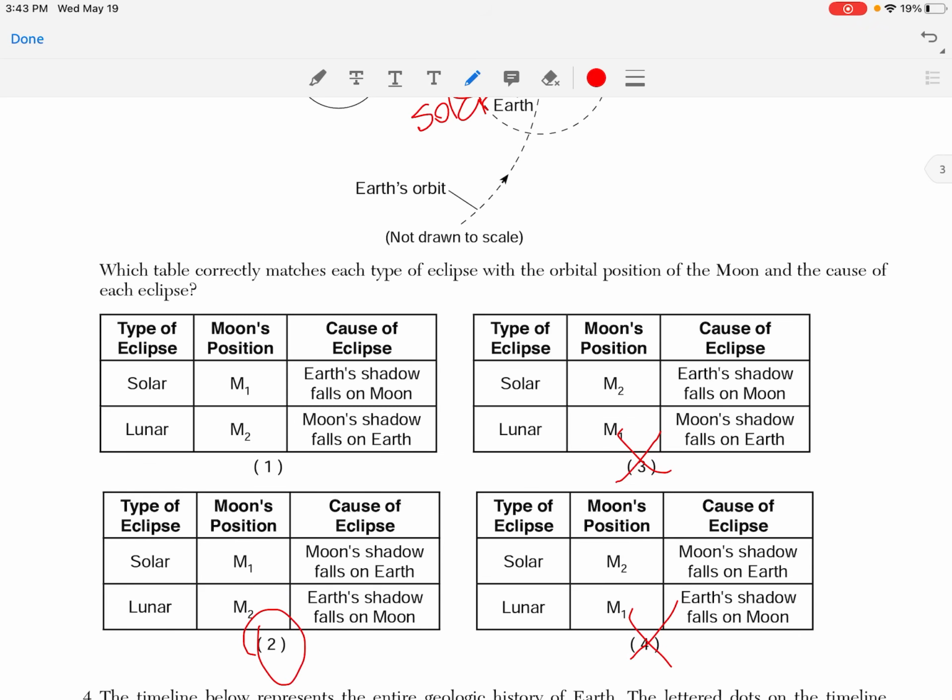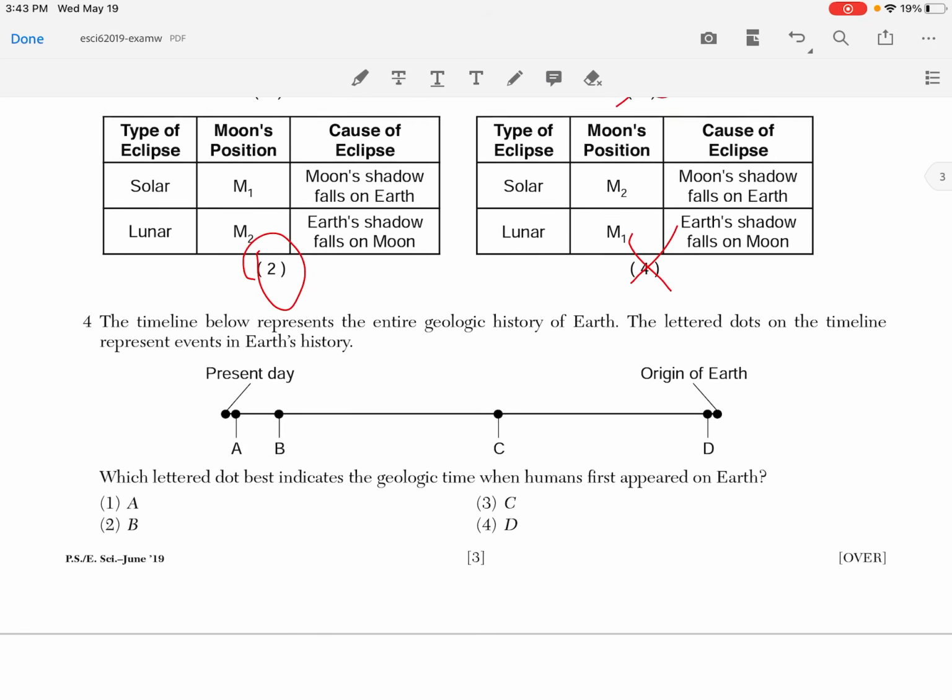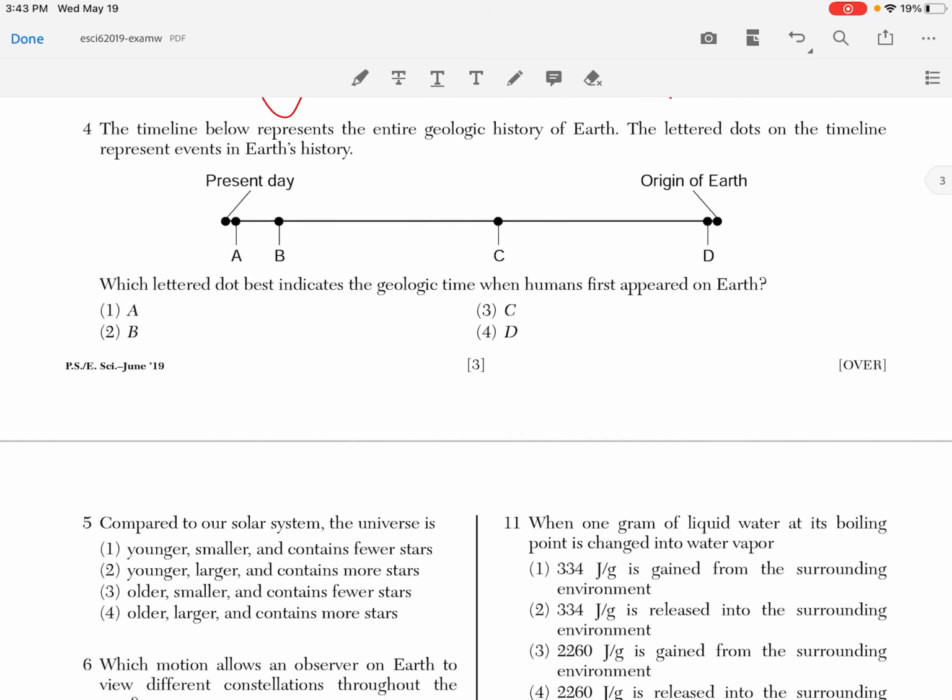Okay? All right. That's question number 3. Let's move on to question number 4. Question number 4 shows you a line graph that represents a timeline of events in Earth's history. And basically, it's asking which letter would represent when humans first appear on Earth. And this is one of those questions that you would probably say, okay, I'm going to use my reference table on this one and recognize that this is talking about geologic time.